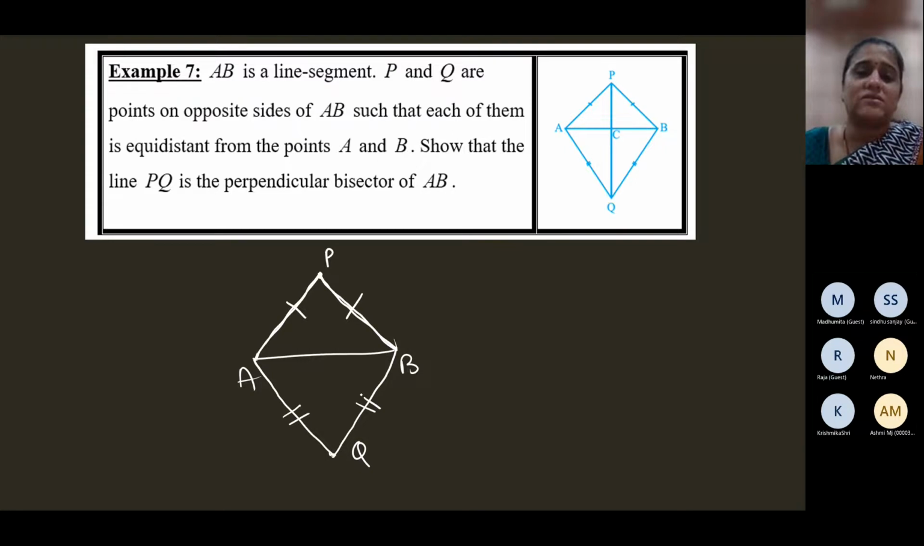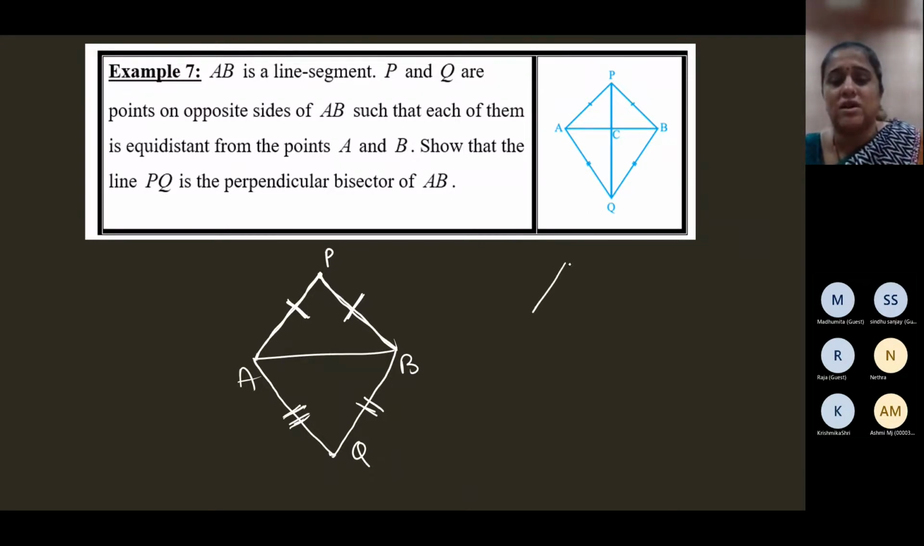Again, this is a kite. See here, adjacent sides are equal. If you look at this as a quadrilateral PAQB, it's a kite, because a kite is a quadrilateral in which both pairs of adjacent sides are equal.